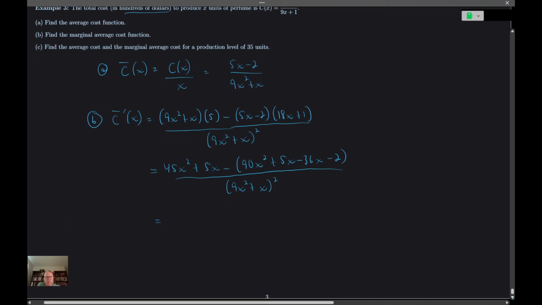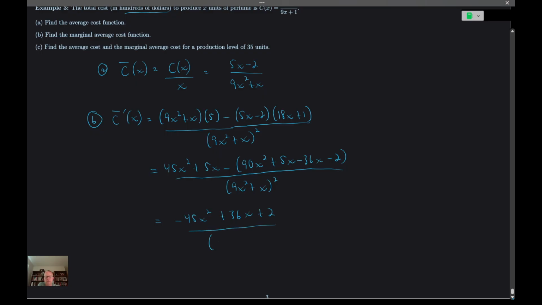And then we have 45x squared minus 90x squared. So that will be negative 45x squared. 5x minus 5x, that goes away, plus 36x. And then plus 2 all over 9x squared plus x squared. So there is our marginal average cost.